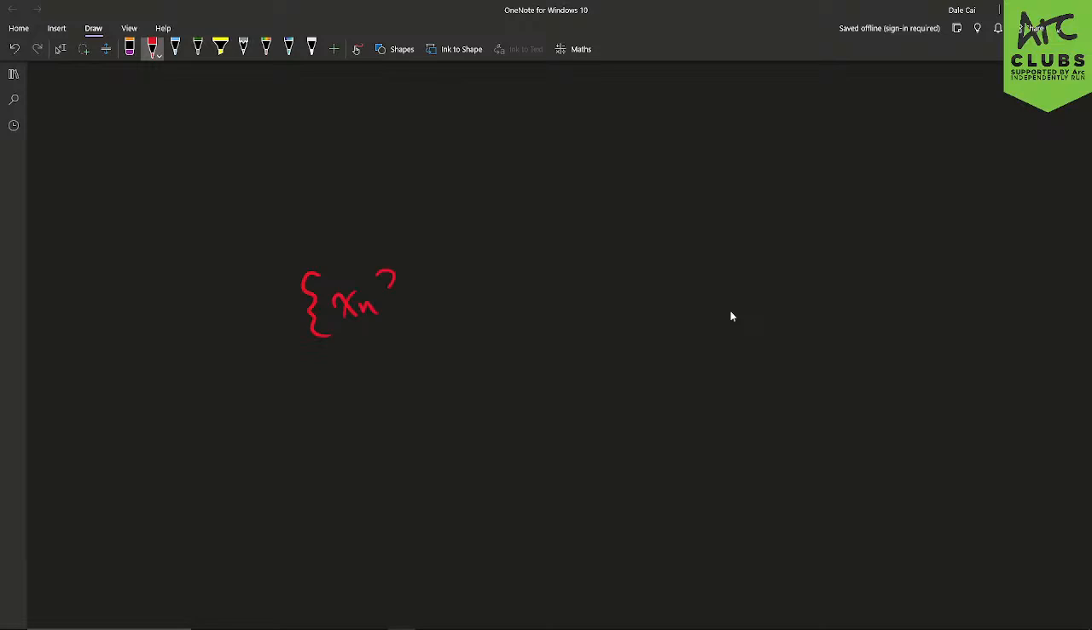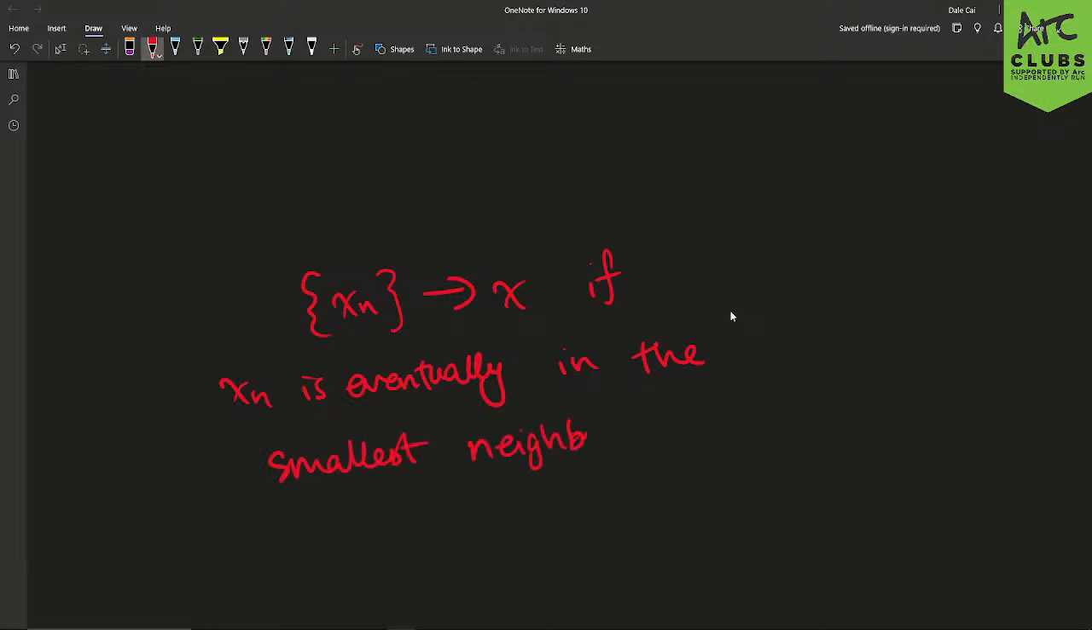xn, I'm going to use a bit rough notation, but I just hope it's easier to understand this way. A sequence converges to x if xn is eventually in the smallest neighborhood of x. So remember how it said for all neighborhoods that this sequence has to eventually be in the neighborhood. So I'm saying that if there is a smallest neighborhood, then xn eventually has to be inside it.